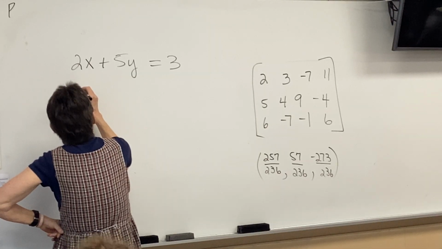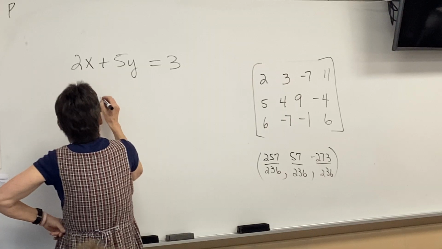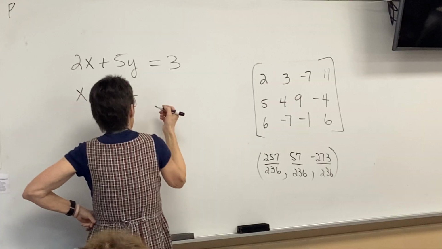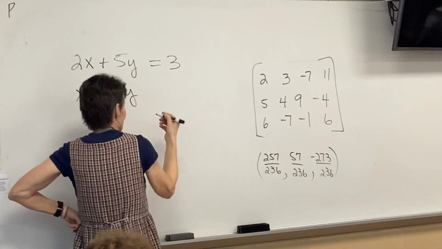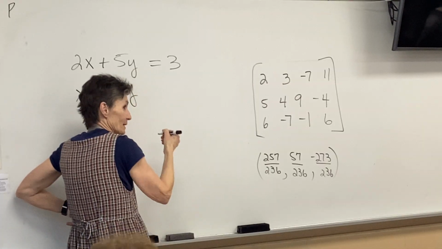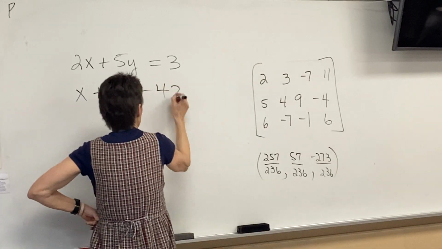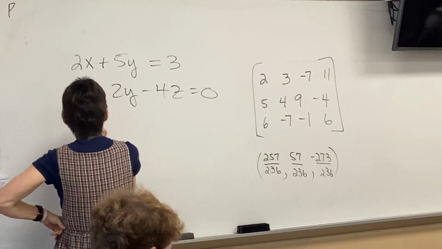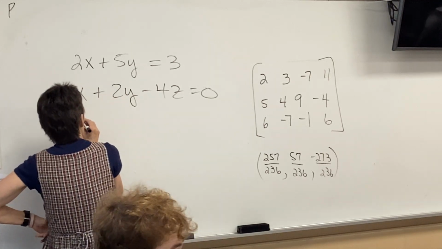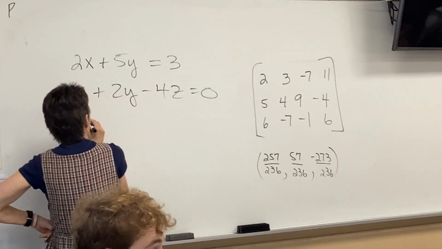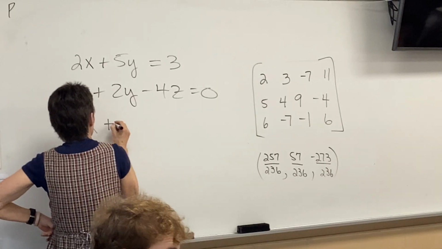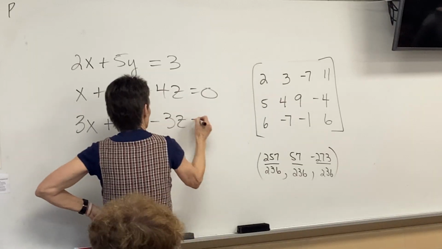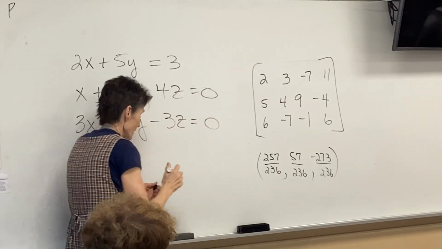All right. Kaden, give me another one. X plus 2y, get some z's in here. It's okay to have one, but let's get some z's in here. Minus 4z equals 0. Okay, and then I need one more. Sam, 3x plus 3y minus 3z equals 0. All right, let's see what happens.